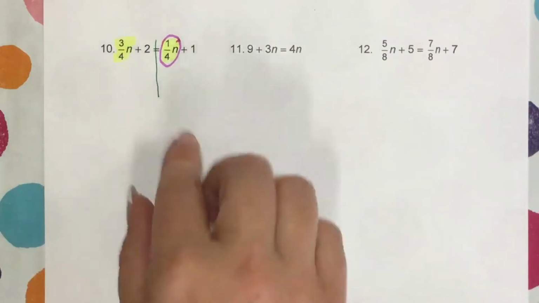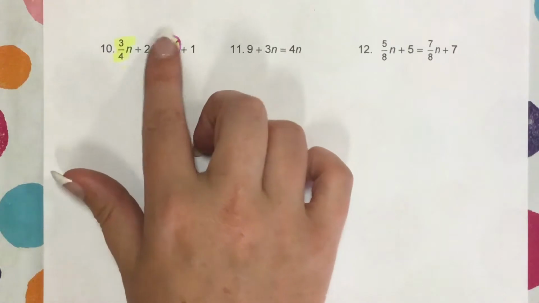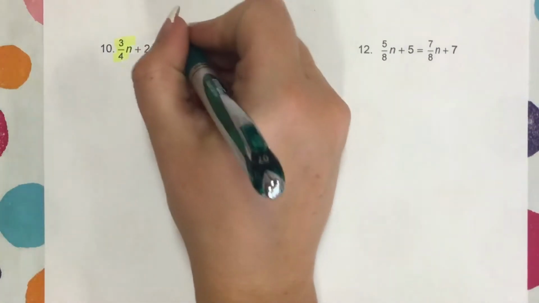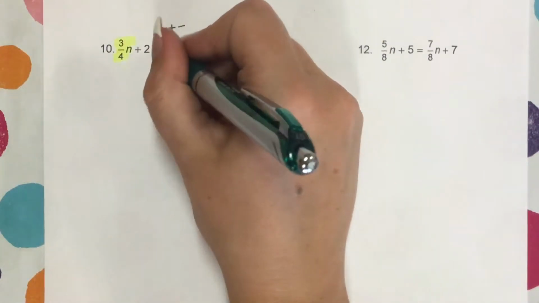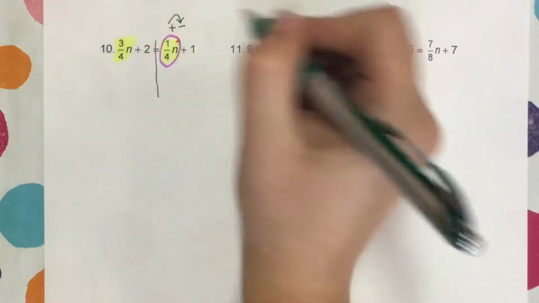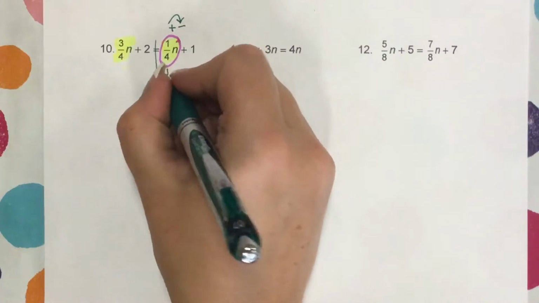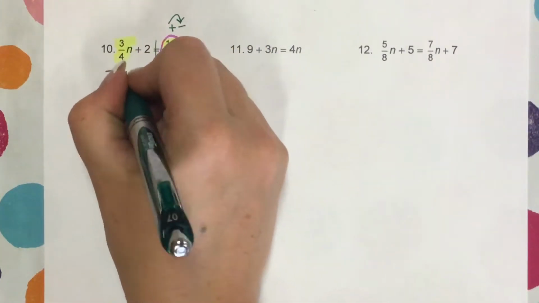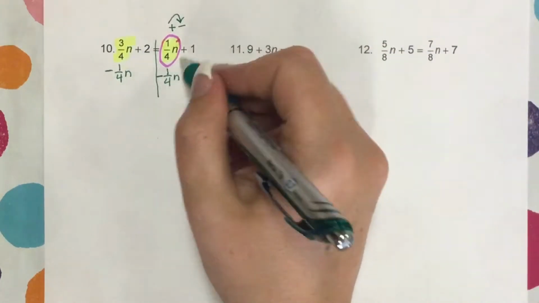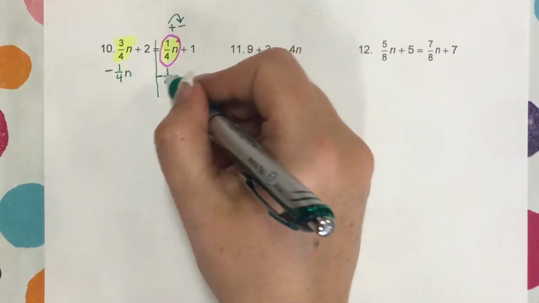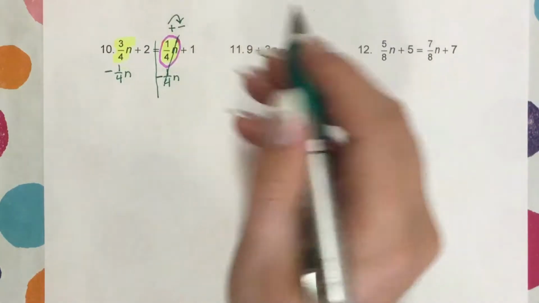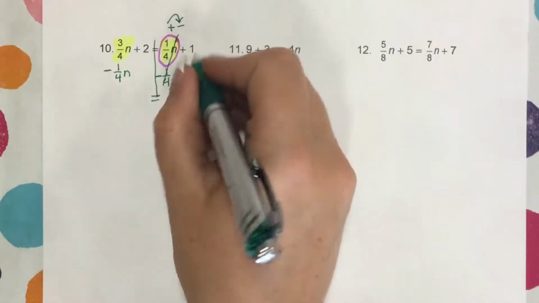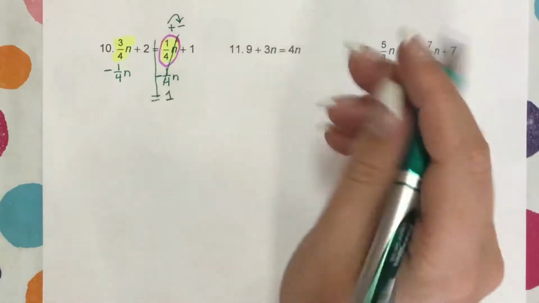So that means that we're either going to be doing addition or subtraction, depending on what this number is. Now this is a positive number, which means we're going to be doing a negative number. So we're going to add negative 1/4 n to both sides. Positive 1/4 n minus 1/4 n is going to cancel out and become 0, which is exactly what we want because we don't want the n's on this side. What we're left with on this side of the equation is 1.